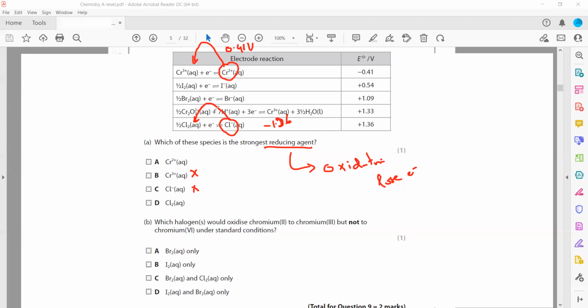When we check for the chlorine molecule, it does not lose electrons. The chlorine molecule changes by gaining electrons, so it cannot be oxidation, it is a reduction. So it cannot be chlorine as well. So we are left with A, chromium. Is it clear? First part.